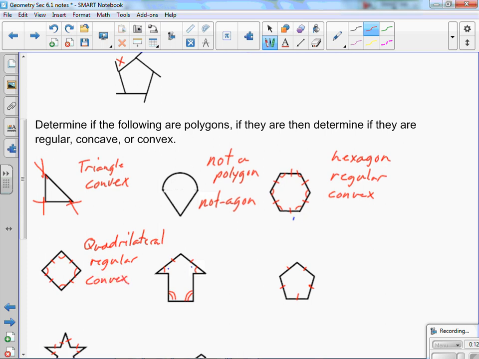All right, so then the next one there to the right. Looks like an arrow. Would that be a polygon? So it is a polygon. What kind of polygon would it be? It's got how many sides? 7, so it is a heptagon.